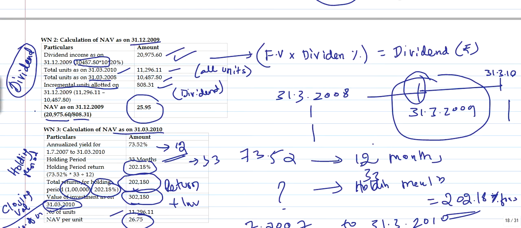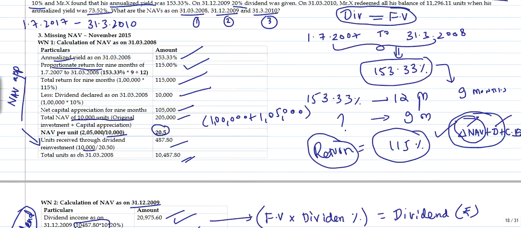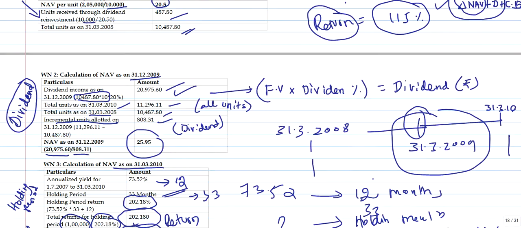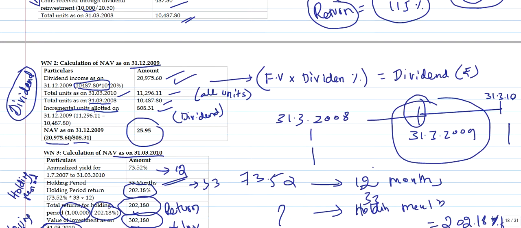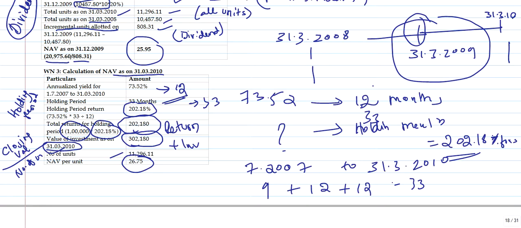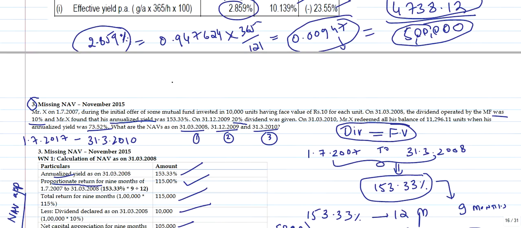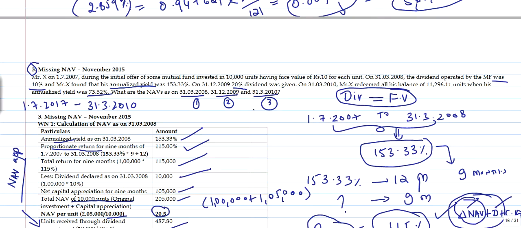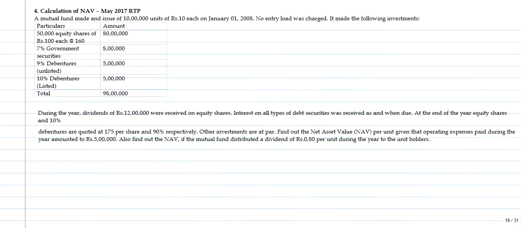Simple question again. So the first question is based on the holding period and NAV appreciation. Second is based on the dividend calculation, and the last one is again holding period. So these are the three questions asked. In the sub question, we have to find out this period, this period, this period, NAV. Missing NAV. So we will move on to next question.